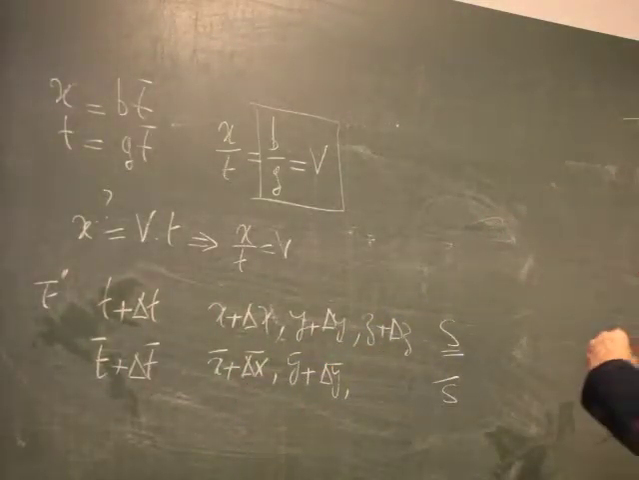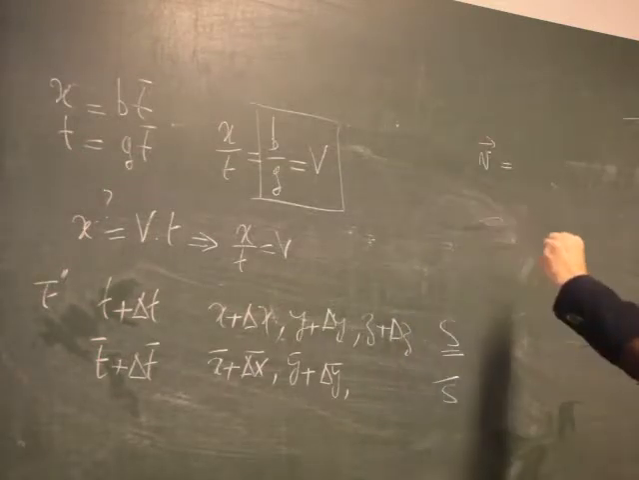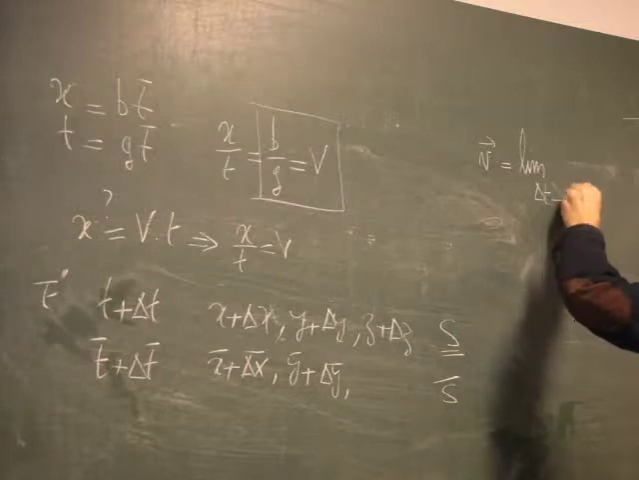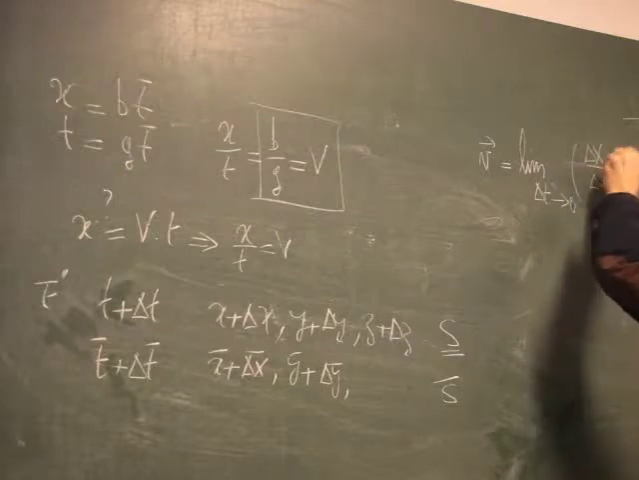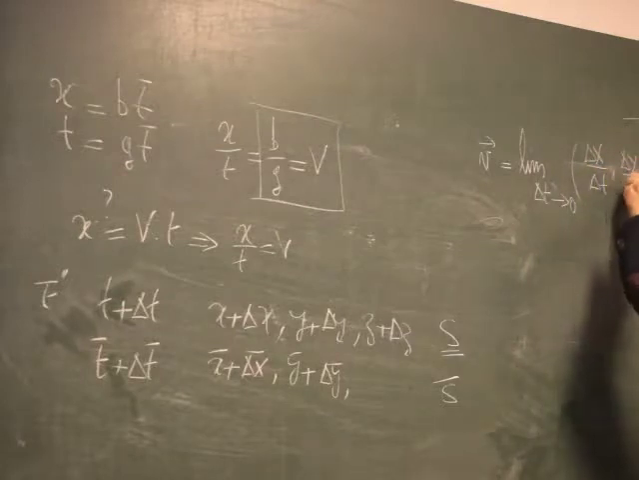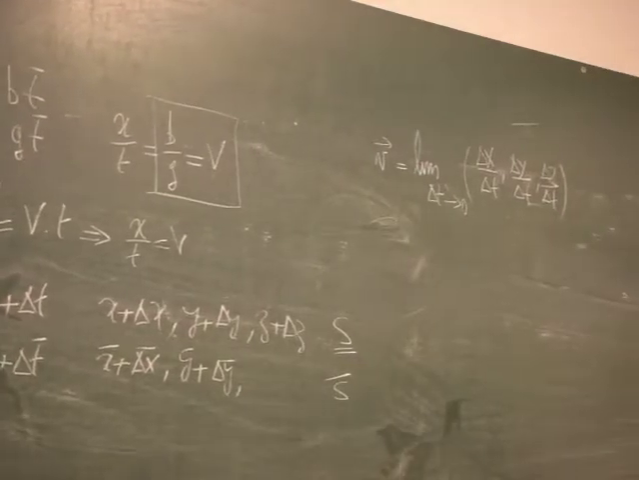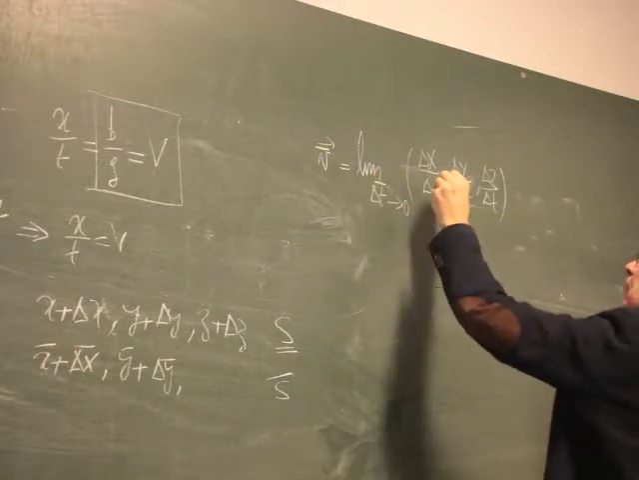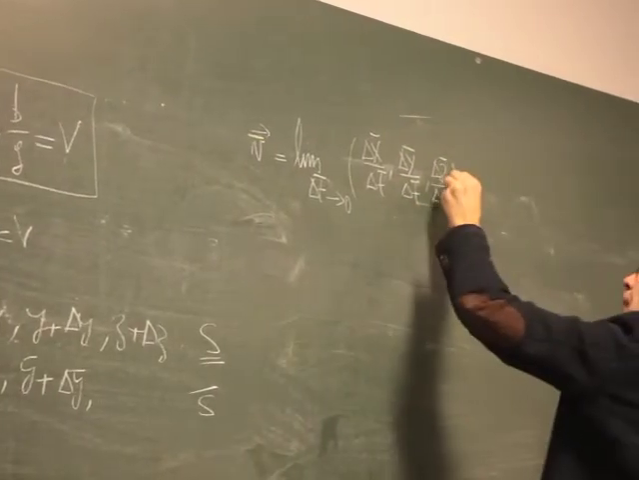Now, do we agree that the velocity in S will be defined as follows? It's the limit when delta t goes to 0 of delta x over delta t, delta y over delta t, and delta z over delta t. You agree with that? And similarly, v bar is exactly the same when delta t bar goes to 0. And here I would say, it's that, that, and that. Easy.